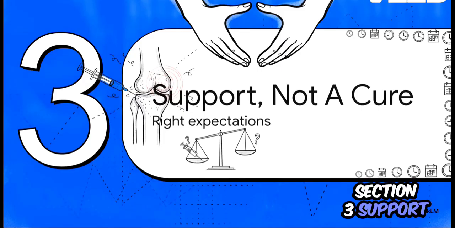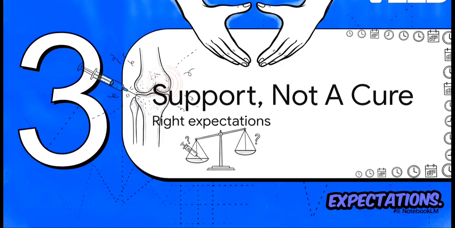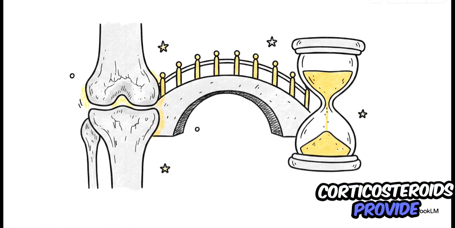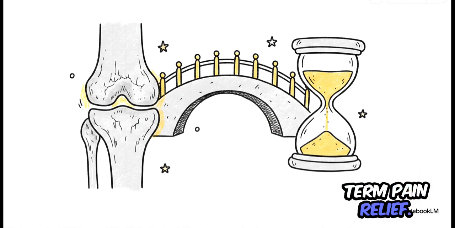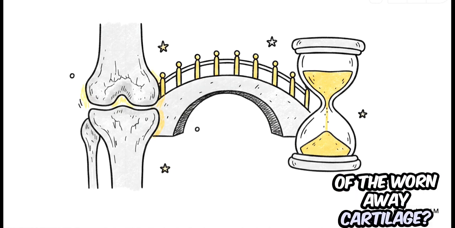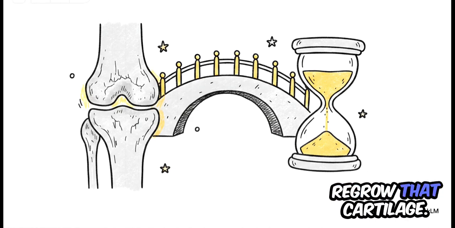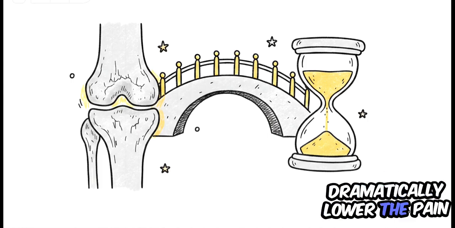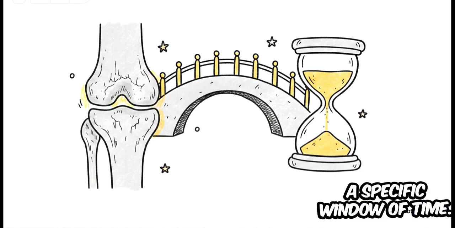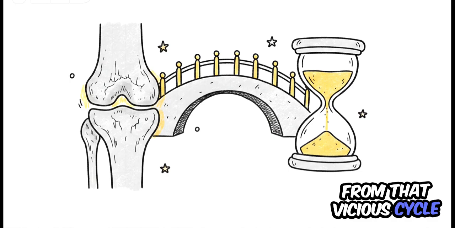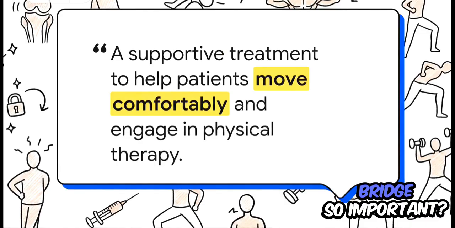Section 3. Support, not a cure. Setting the right expectations. Now, what's really interesting here, and absolutely crucial to understand, is the time frame. Corticosteroids provide effective short to medium-term pain relief. They are not some magical, permanent fix. Remember our visual of the worn-away cartilage? Well, the steroid doesn't regrow that cartilage. It's not rebuilding the shock absorber. What it actually does is dramatically lower the pain and swelling for a specific window of time. It acts as a temporary bridge over the problem, giving the joint a much-needed break from that vicious cycle of inflammation.